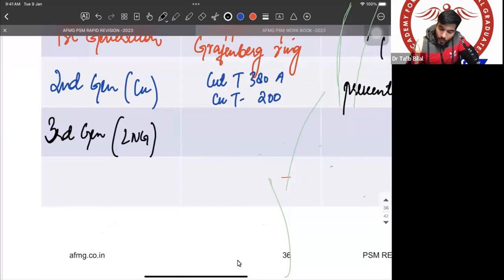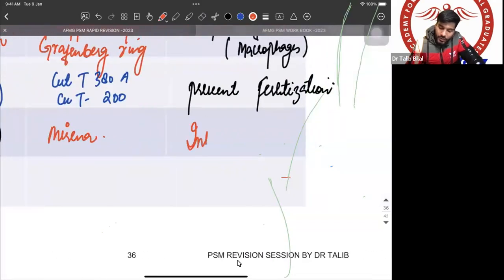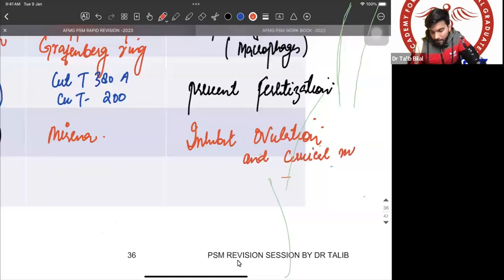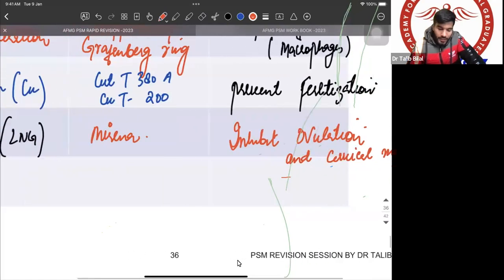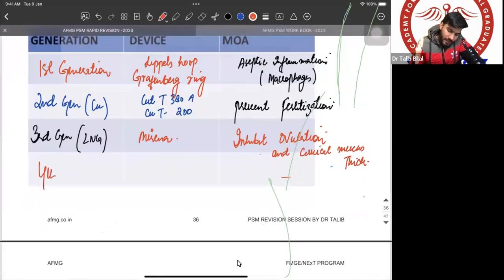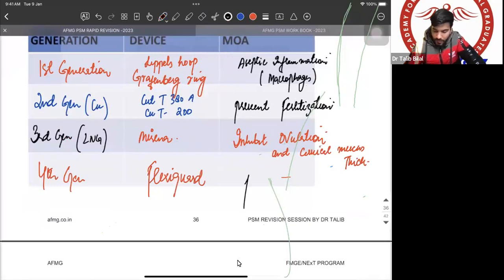Like Mirena, LNG 20. They work by inhibiting ovulation and making cervical mucus thick. Once cervical mucus is thick, it is difficult for sperm to travel, further preventing fertilization. And the fourth generation we have FlexiGuard. The mechanism of action is also to prevent fertilization.